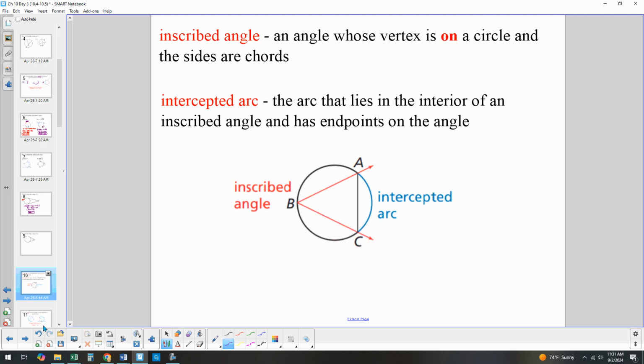An inscribed angle is an angle whose vertex is on the circle and the sides are chords. We call the arc that angle opens up to the intercepted arc. It's the arc that lies in the interior of an inscribed angle. I like to think of it as you're holding a flashlight on the edge of the circle. This is the arc we're lighting up with our beam of light.